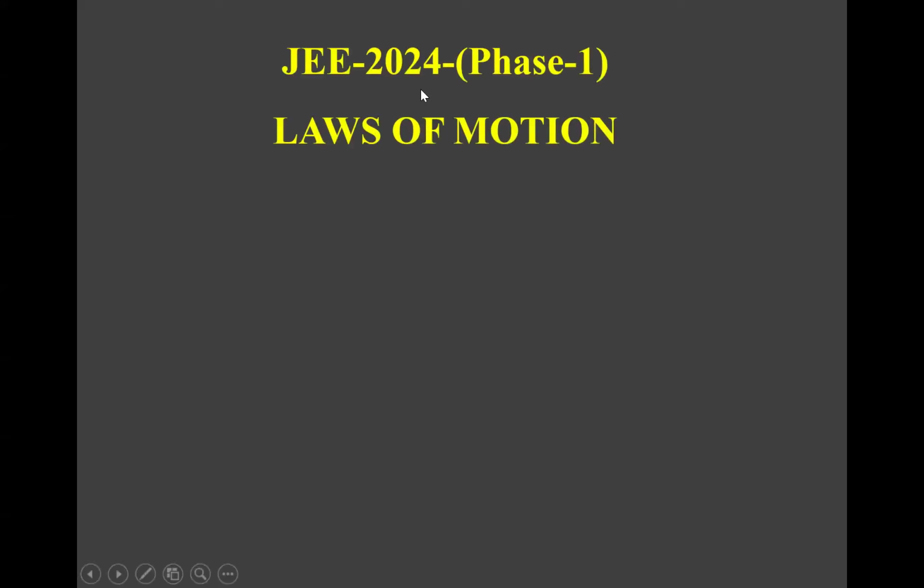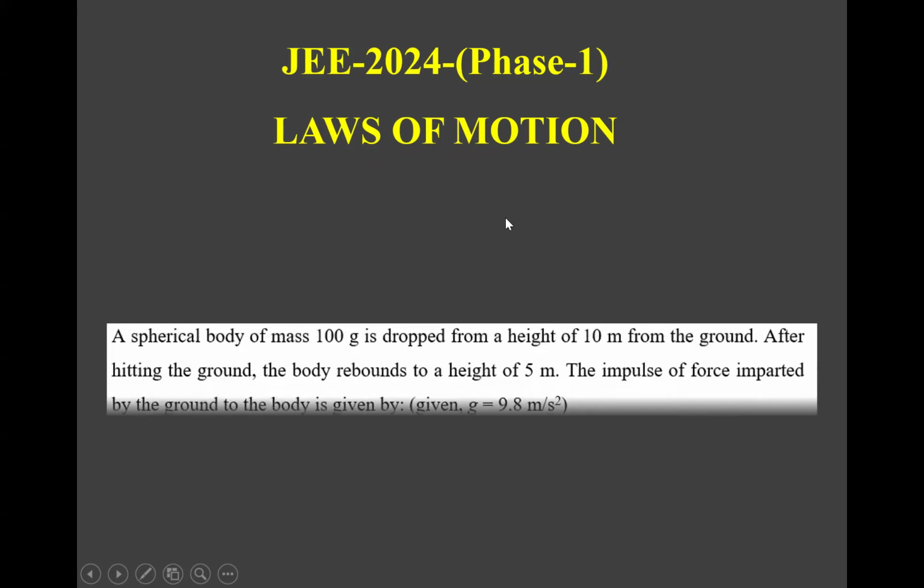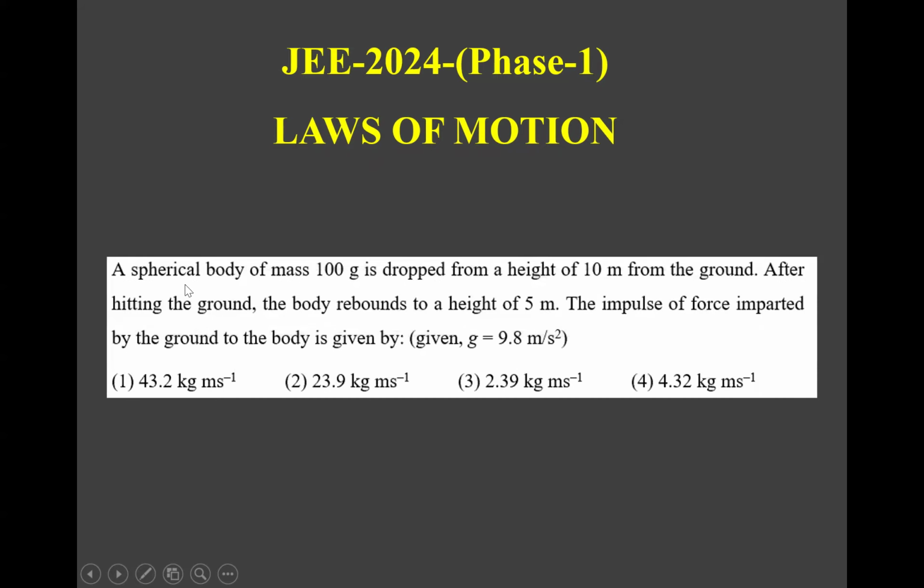Dear students, in JEE 2024 Phase 1, this question was from the chapter Laws of Motion. The question is: a spherical body of mass 100 gram is dropped from a height of 10 meter from the ground. After hitting the ground, the body rebounds to a height of 5 meter. The impulse of force imparted by the ground to the body is given by... Now take g equal to 9.8 meter per second square.